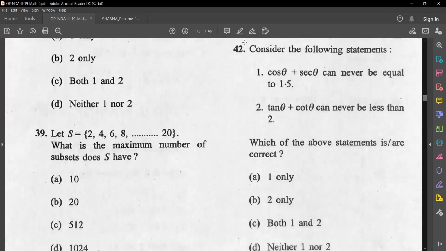Consider the following statements. Cos theta plus sec theta can never be equal to 1.5. Tan theta plus cot theta can never be less than 2. Okay, please try on your own. All of you read the statements properly.